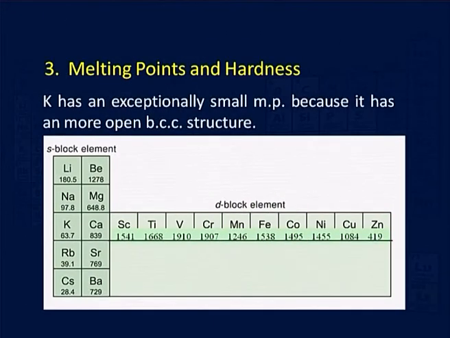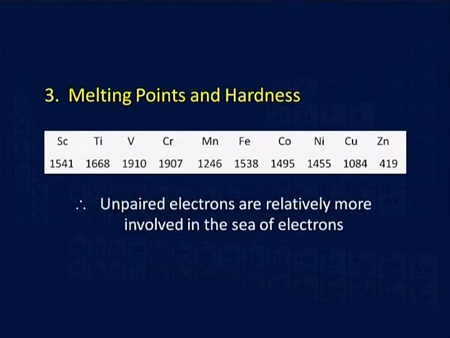Now, potassium has an exceptionally low melting point because it has a more open BCC structure. When we see the trend in the melting point as we move from scandium to zinc, the unpaired electrons are relatively more involved in the bonding, and these electrons are responsible for the changes in the melting point of these metals.